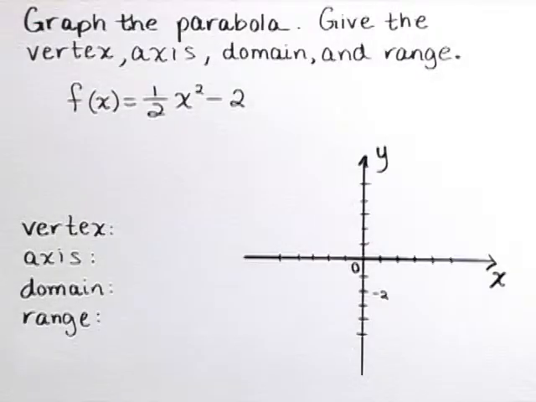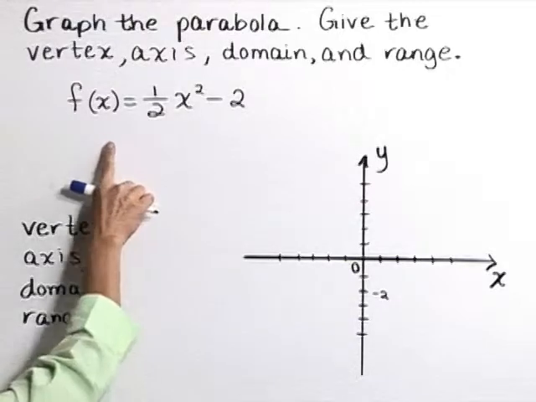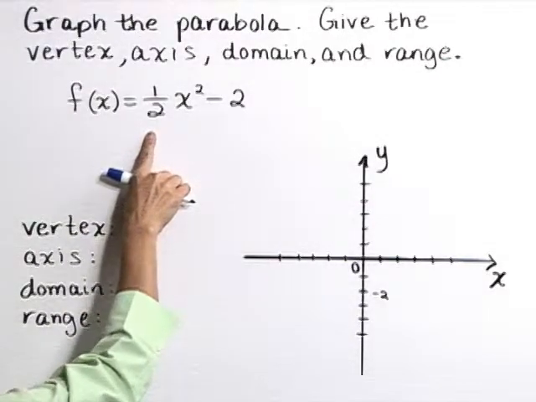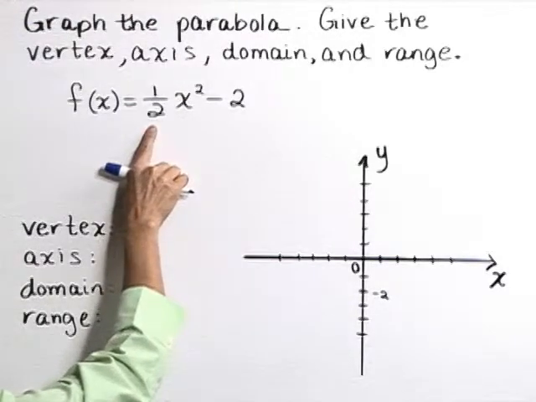Graph the parabola. Give the vertex, axis, domain, and range. Our parabola is f of x is equal to 1/2 x squared minus 2. Let's look at this leading coefficient first.